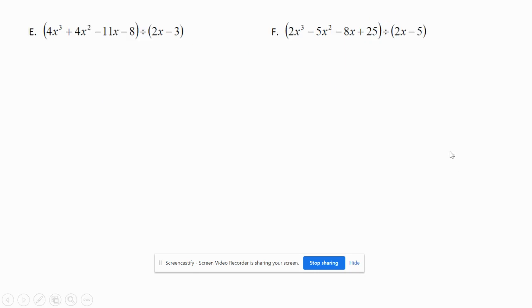Okay, example E and F. So coming back to our thing, if we're going p of x divided by x minus b, well, 2x minus 3 is not in this form over here. So what I'm going to do is I'm going to factor out a 2 and make this x minus 3 over 2. So now this part here is in this form like this. Okay, we'll talk about what we do with this 2 in a second here. So the b value goes up in front. It's 3 over 2.